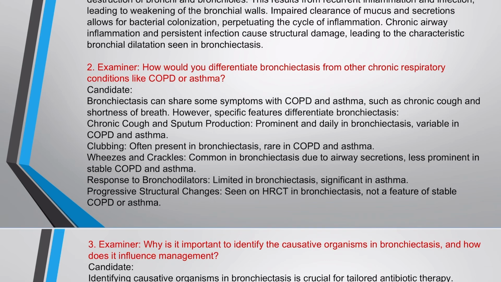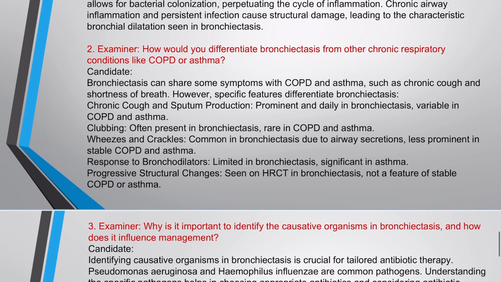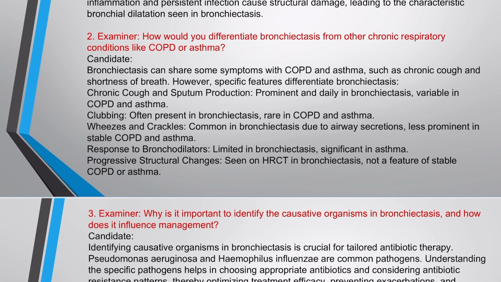How would you differentiate bronchiectasis from COPD or asthma? Very common questions. So bronchiectasis can share some symptoms with COPD and asthma, like chronic cough and shortness of breath. However, specific features differentiate bronchiectasis: chronic cough and sputum production are prominent and daily in bronchiectasis, and these symptoms are variable in COPD and asthma.